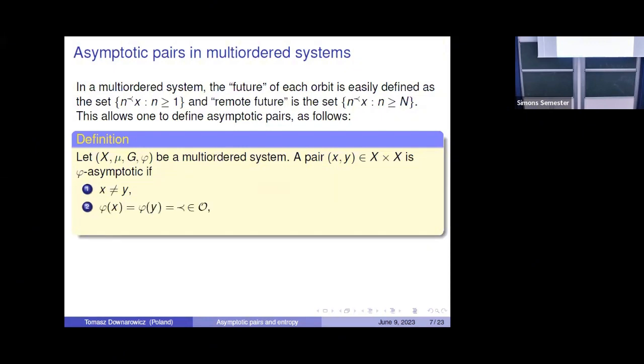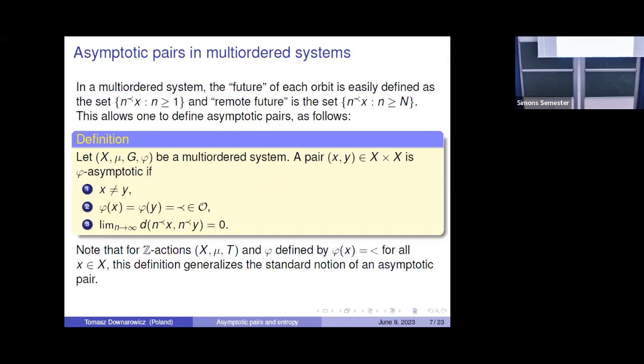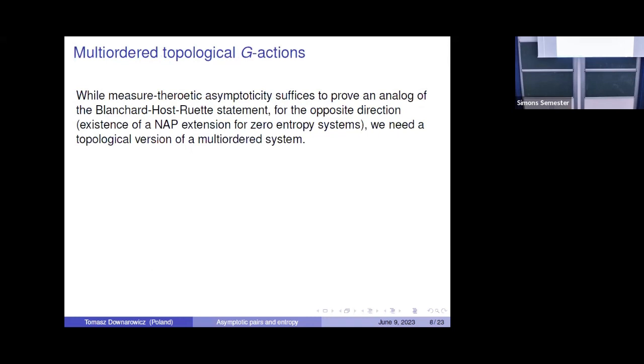They have to correspond to the same order. So they must project to the same order. Otherwise, you cannot compare them. And you want the usual asymptoticity condition that their future images approach each other as time passes. Okay, so for Z actions, we have this one order, classical order as image of everything. So all pairs satisfy the second condition. And this is just the standard notion of asymptoticity. So again, this is a direct generalization of the classical notion.